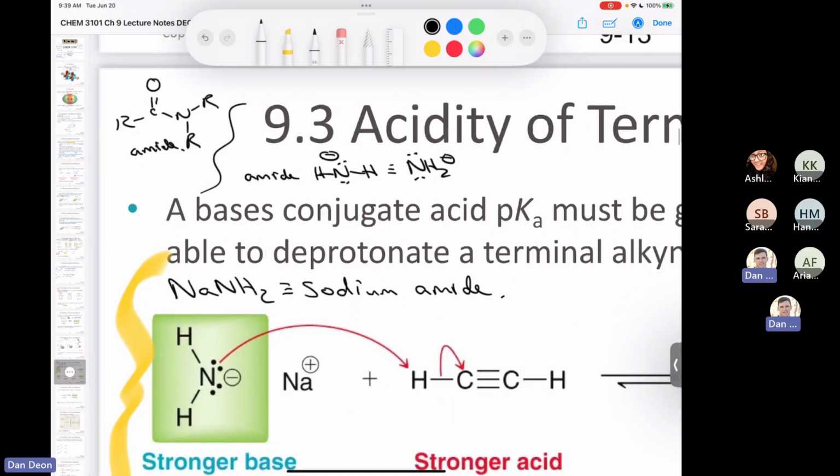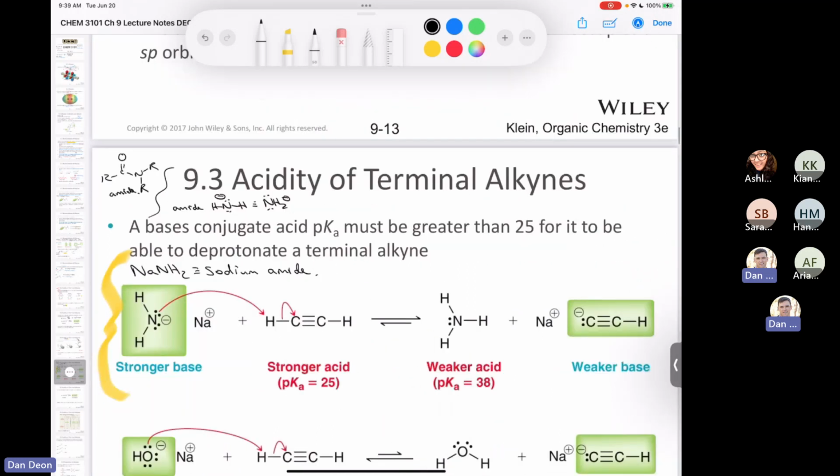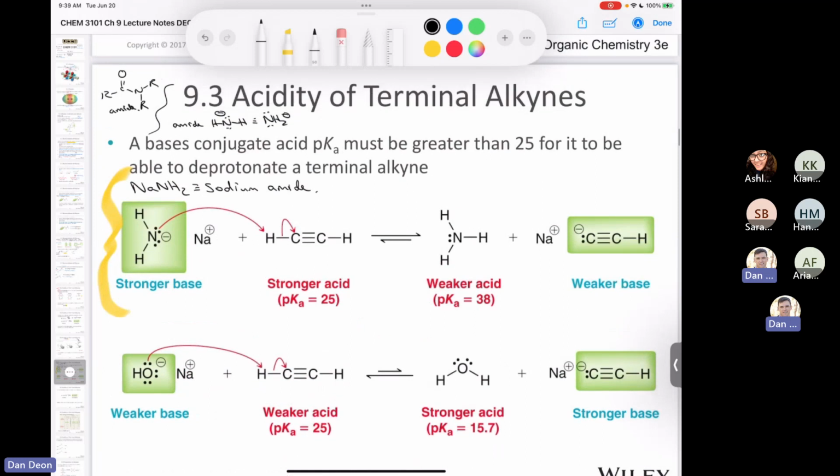So sodium amide is a very strong base, stronger than sodium hydroxide. And if we compare the pKa of the alkyne versus the conjugate acid, which is ammonia, well, ammonia is much more basic, or a much weaker acid than a terminal alkyne. And so therefore, sodium amide is going to work very effectively at deprotonating a terminal alkyne.